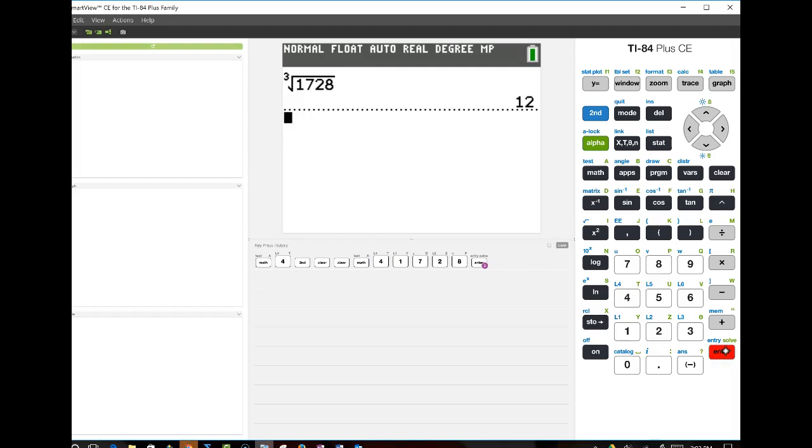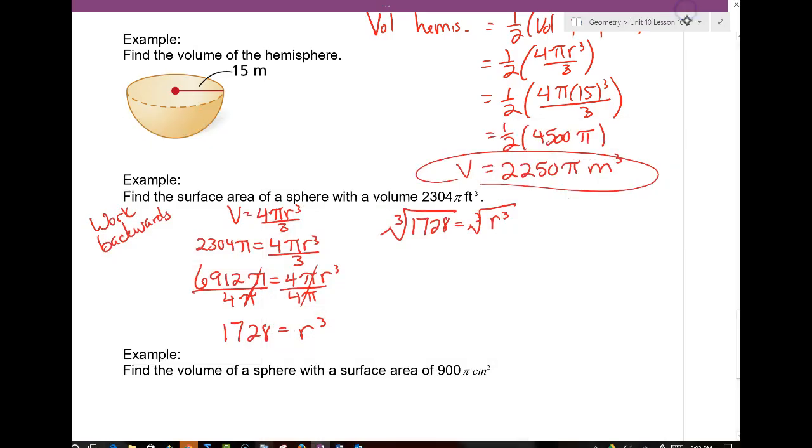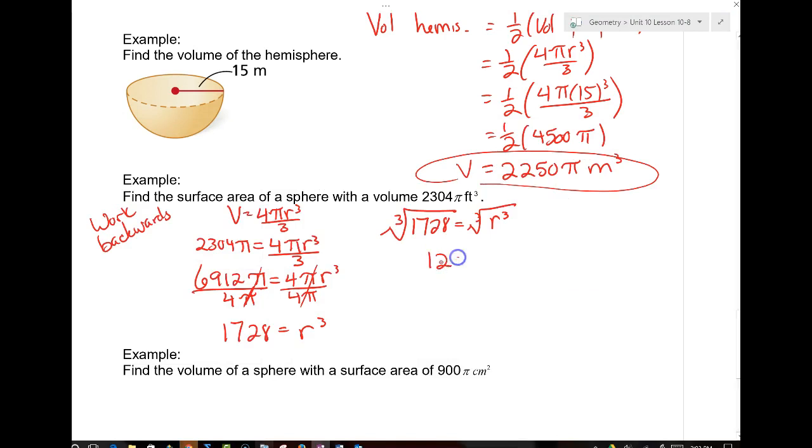Isn't that cool? Now here's the cool thing. Notice I didn't put a plus or minus in front of it, because you can have negative numbers that are cubed. Like a negative times a negative times a negative is a negative number. So you don't have to worry about that when you have cubic roots, like you do with square roots. You can have negative numbers underneath the radical sign now. It's all cool. So with this, you're going to get 12.